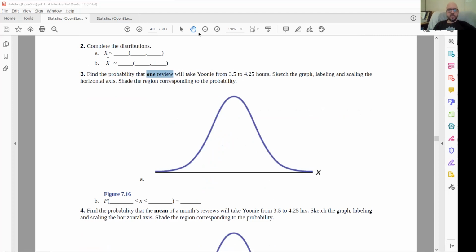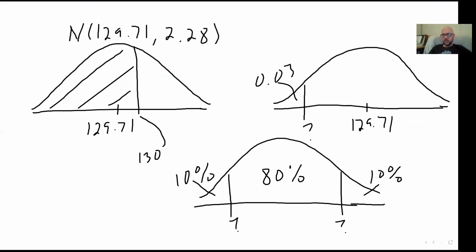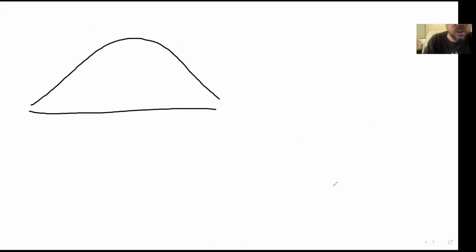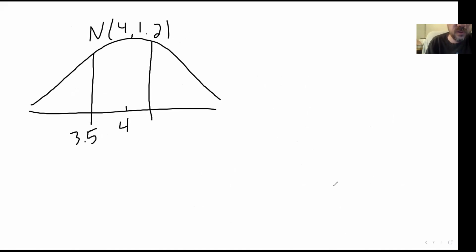Here we've got one of the things that's a little awkward. I'm going to ignore that and just make my own drawing. Let's make a new one. So this is N of 4, 1.2. So 4 goes here. And they said 3.5 to 4.25, right? So 3.5 is over here. And I'm not being careful with the scaling, as always.